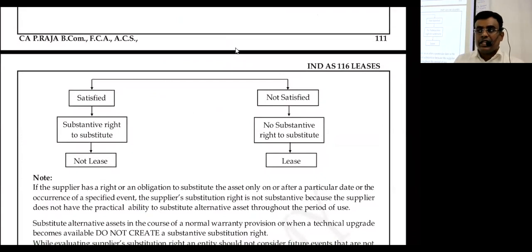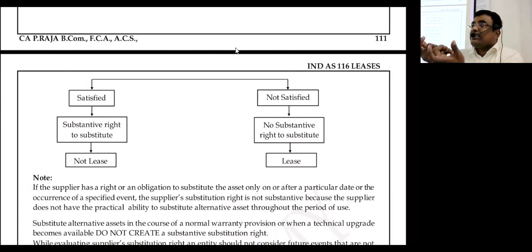If I have substantive rights to substitute, then it is not a lease. If not substantive rights to substitute, then it is a lease. And in a lease the asset will be identified, right? That is the main component. So if the asset is not able to be identified, then it is not a control with me.